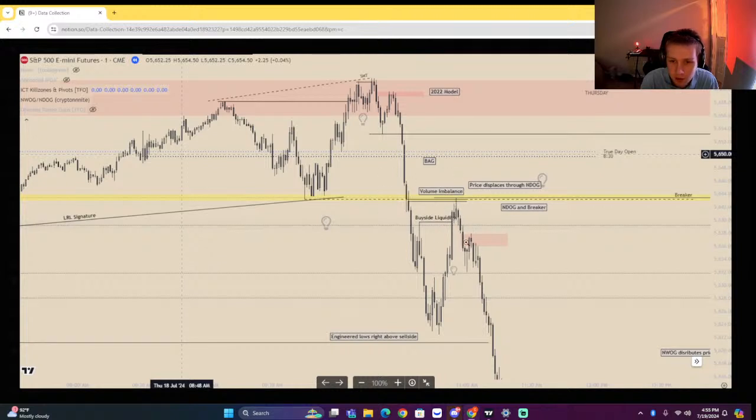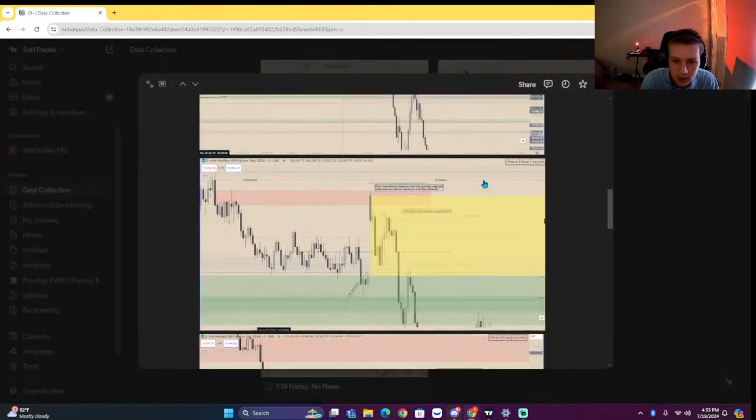End up redistributing around the new day opening gap here. Buy side taken here, shift in market structure, fair value gap, imbalance, 2022. Engineered lows right above sell side. We're in a clear sell side expansion week.